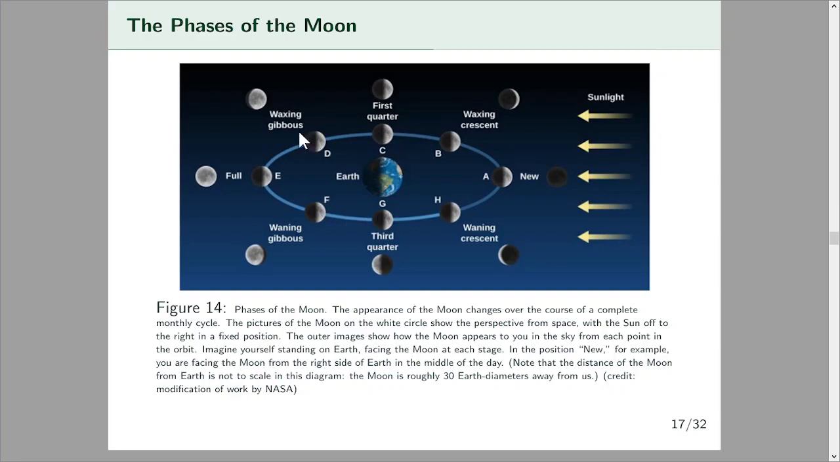Similarly, if the moon's at position D, now you see a mostly lit moon. We call that a waxing gibbous. Gibbous is a word that means large or fat. Then you see a full moon. And now, once again, just like at position D, at position F, you see mostly lit. We call that waning gibbous. Waning means getting smaller. Then we see third quarter, and then we see waning crescent, and then we're back to new. And so these outer pictures tell you what the moon looks like in positions A, B, C, D, E, F, G, and H, if you're looking at those positions as viewed from the Earth.